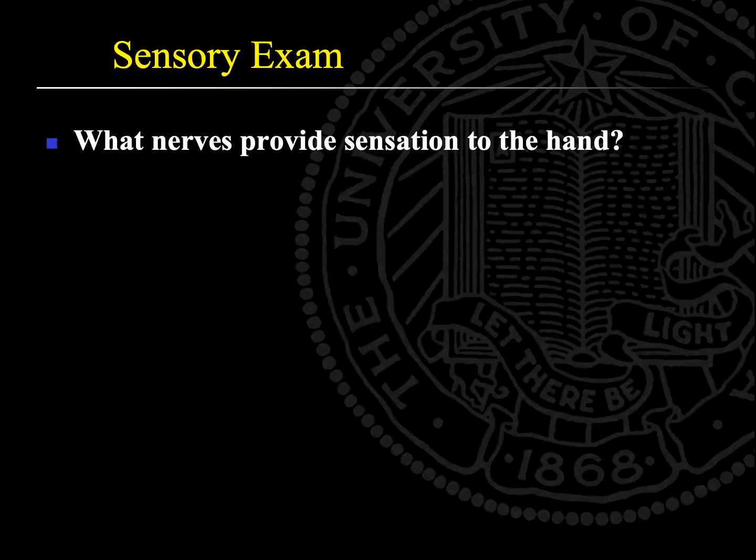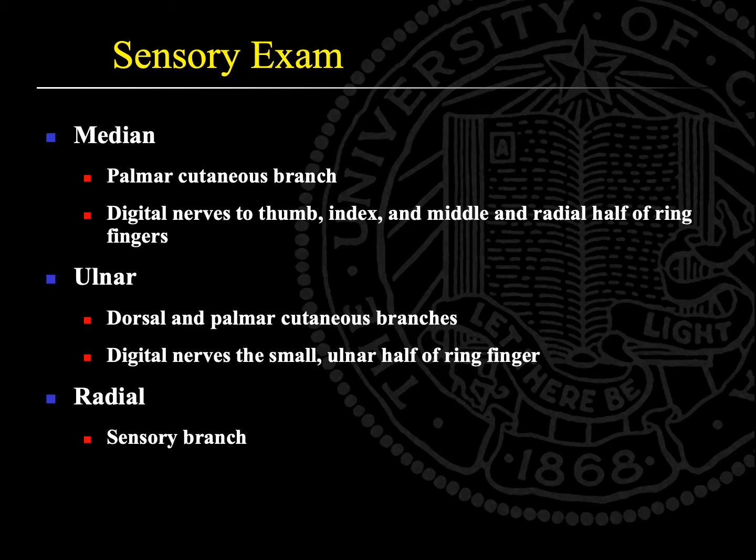So moving on to the sensory exam. What nerves provide sensation to the hand? When you look at this, remember that there are 3 main nerves, the median, the ulnar, and the radial nerve. But when you talk about the median nerve, you have the palmar cutaneous branch, and then you have the digital nerves to the thumb, index, middle, and the radial half of the ring finger, right? So remember that those are 2 different nerves that provide sensation.